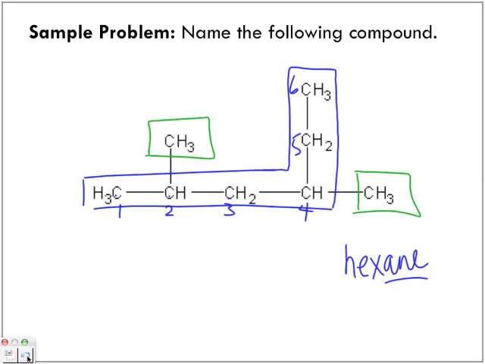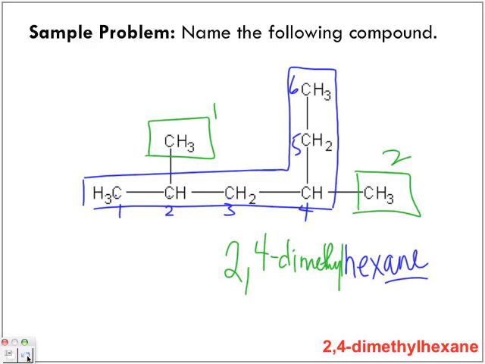So we have one on the 2, and one on the 4 carbon. We've got methyl groups, but we have 2 methyl groups, so we label it as dimethylhexane. So 2,4-dimethylhexane.